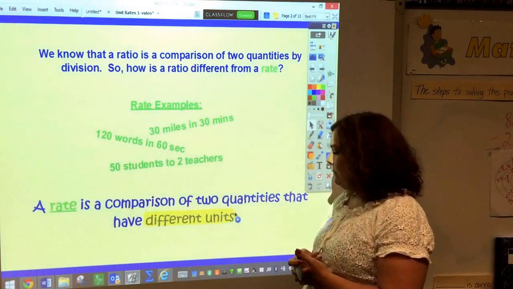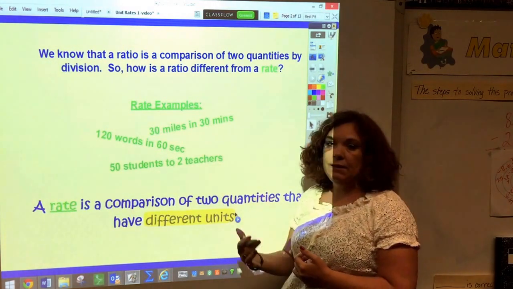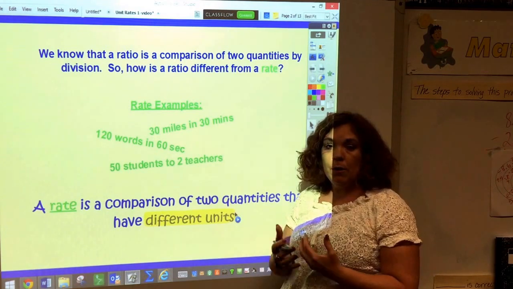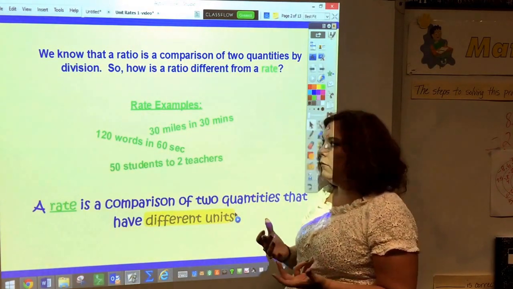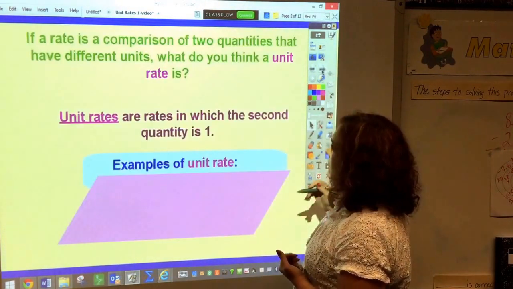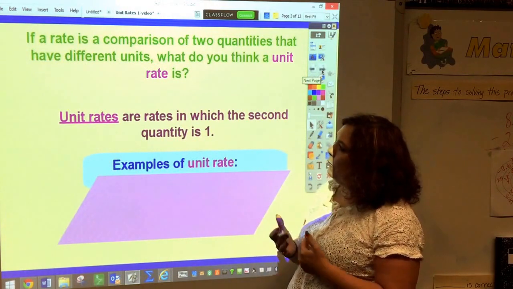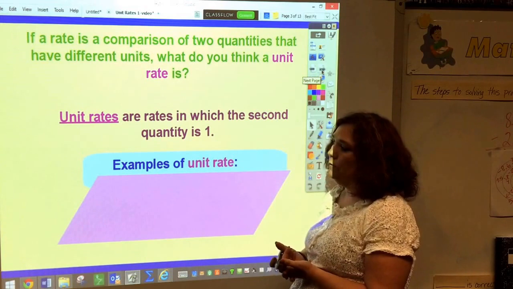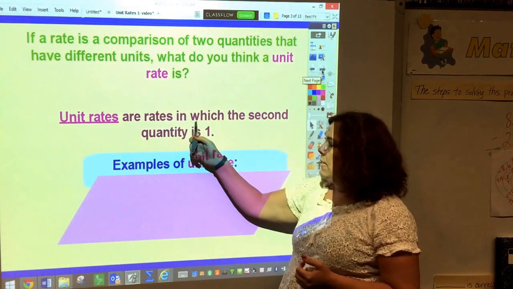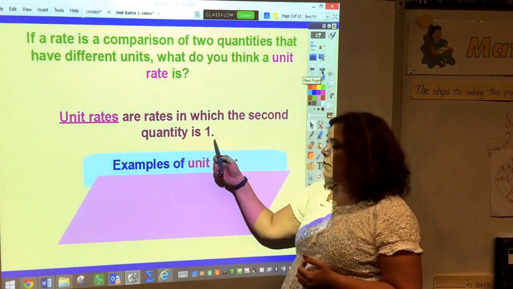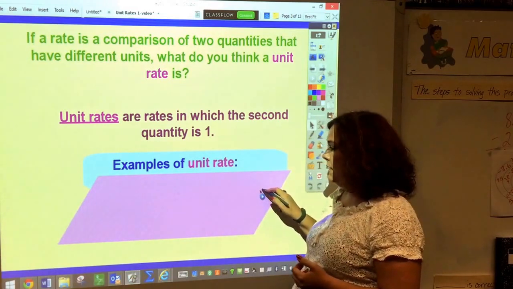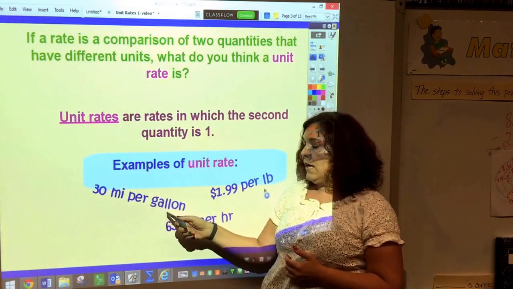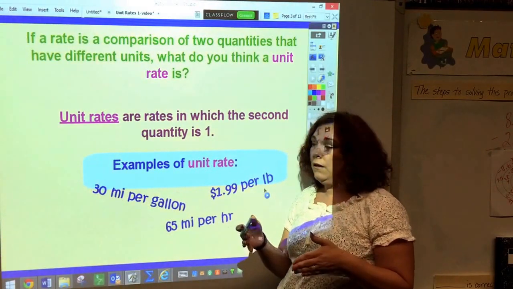So a rate is a comparison of two quantities that have different units. And we use the word per to look at unit rates. And so if a rate is a comparison of two quantities that have different units, what do you think a unit rate is? Unit rates are rates where the second quantity is 1. Examples of unit rates are 30 miles per gallon, per 1 gallon.